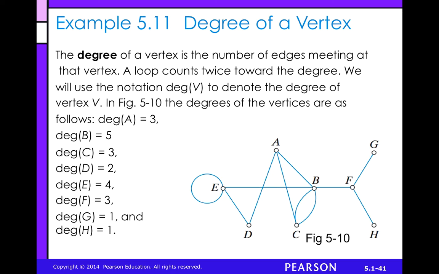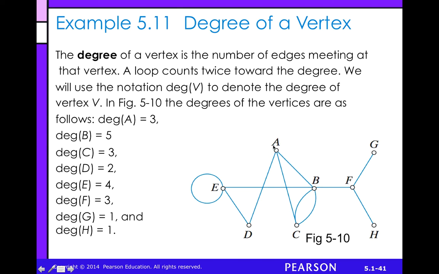This definition here is slightly more subtle, but it's extremely important because the degree of a vertex is how we're going to solve street routing problems. The degree of a vertex is the number of edges meeting at that vertex, and loops count twice. So what you have to imagine doing to calculate the degree of a vertex, let's focus on A just for a second. Zoom in on A and draw a tiny little circle around A.